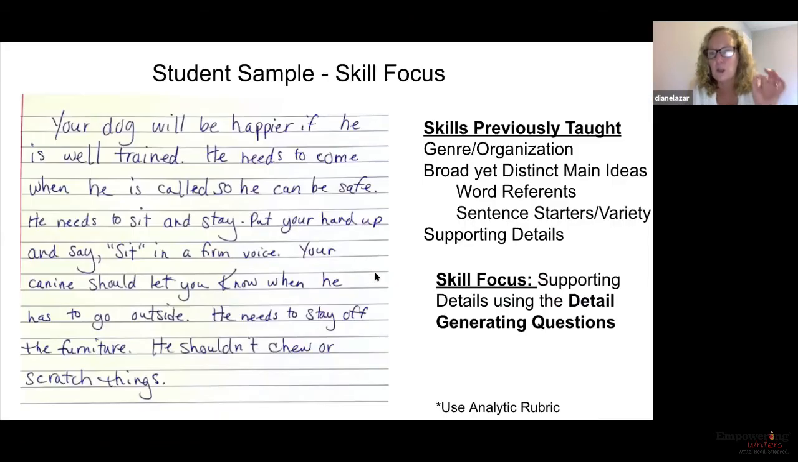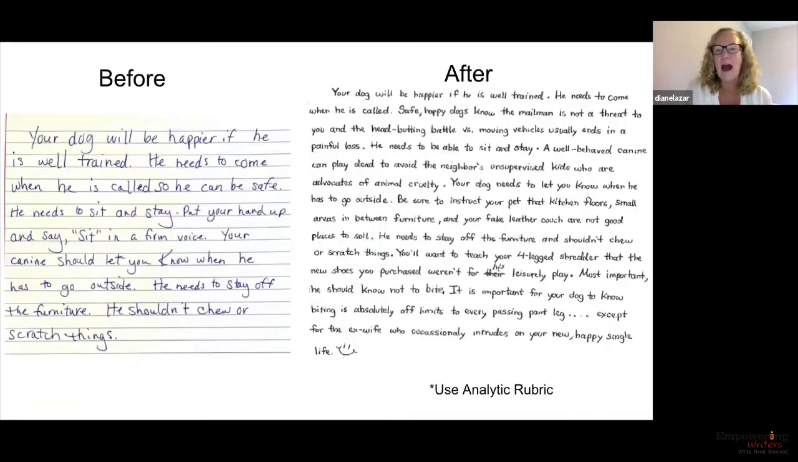So in the authors group revision model, what we want to be able to do is make sure that the students understand how to take this very simple little piece and really begin to apply those detail generating questions. So let me show you an after sample. After having done this type of revision, this is what my student was able to write. And notice taking the exact same details and really expanding on them.